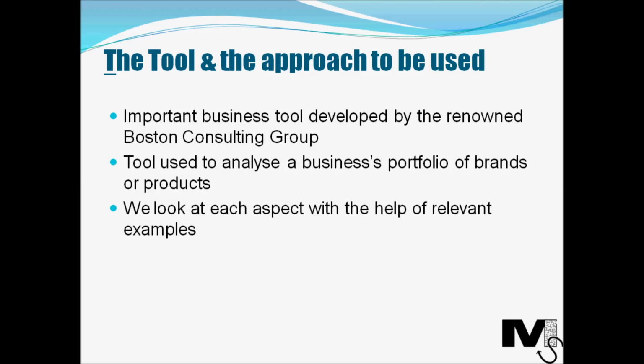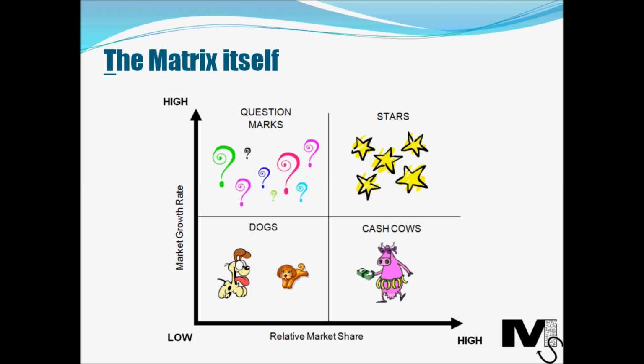Okay, so let's start off by looking at the matrix itself. Just a first look. If you feel confused, if you feel that this is something complicated, don't worry. We'll go through it in detail and it will be simplified for you. So, as we see, there are two axes in this tool, and both start from low to high, basically. And then there are two labels for this axis: market growth rate and relative market share, which we're going to get to, and four quadrants, which we're also going to get to, and which are the most important aspects of this tool.